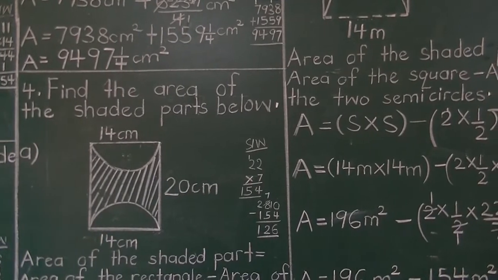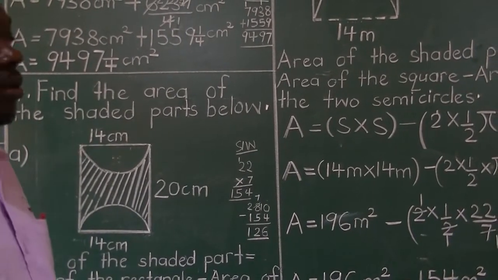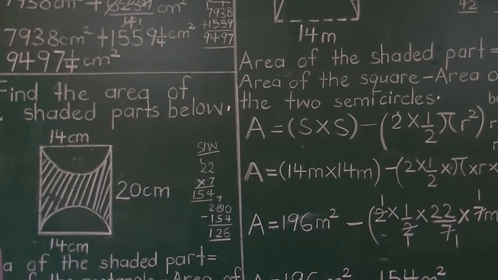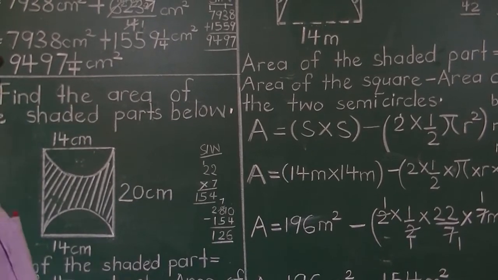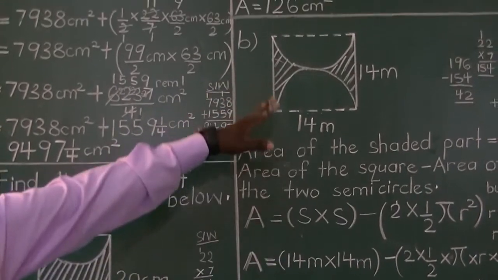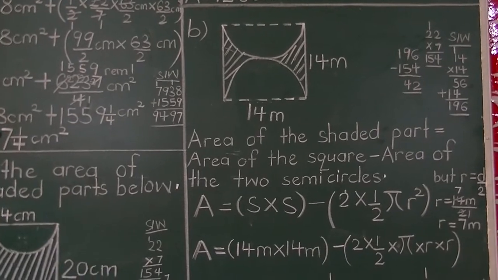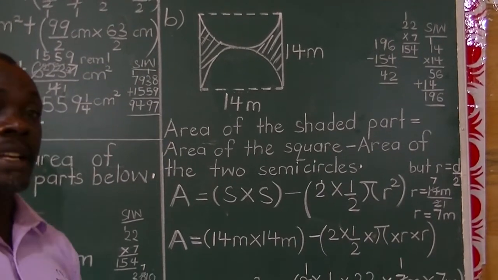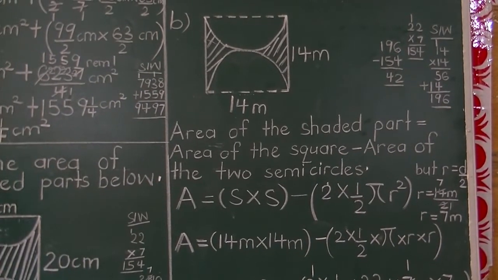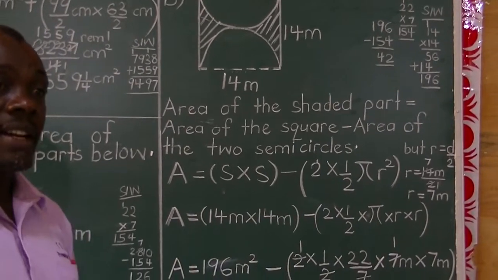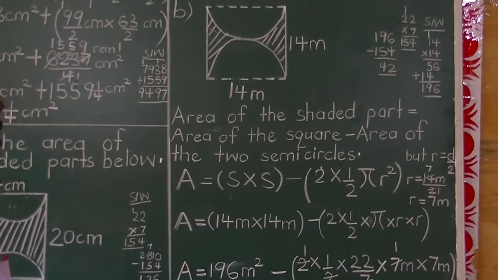Like I've done, please, you do. No one will ask you for anything else. As we look at part B, find the area of the shaded part in this shape. Always analyze, be analytical in your own ways. You must know the shapes and know which shapes are involved.